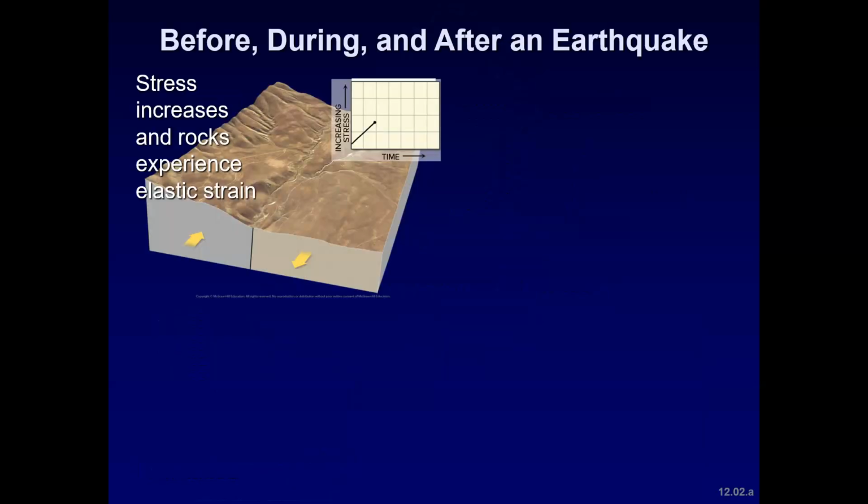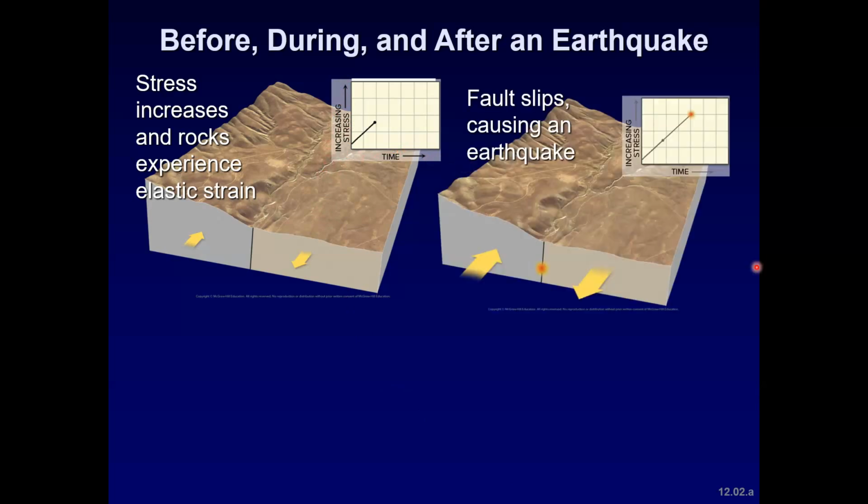All right. So let's think about what happens before, during, and after an earthquake that's located along a fault zone. So, say through tectonic activity, stress increases in the region and rocks experience elastic strain along a fault. So you have increasing stress on the y-axis over time. Okay, and then with that, a fault will slip. There will be slippage on the fault. We see that in this diagram as well, with increasing stress over time.